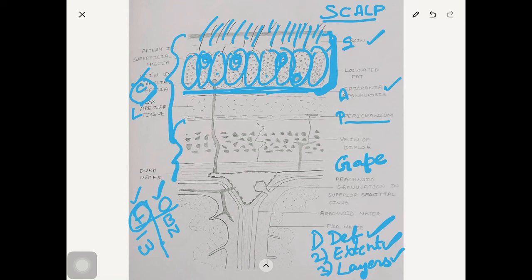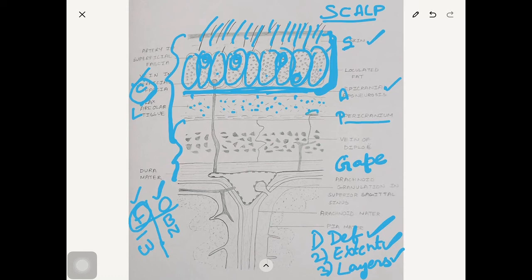So now we will see the fourth layer, loose areolar tissue. So this layer is made of loose areolar tissue, otherwise loose subaponeurotic space. As if this is a potential space beneath the aponeurosis. So now you should compare this layer with the second layer. Second layer is very dense and this layer is very loose as if like a potential space beneath the aponeurosis. So now we will see the importance of this fourth layer.